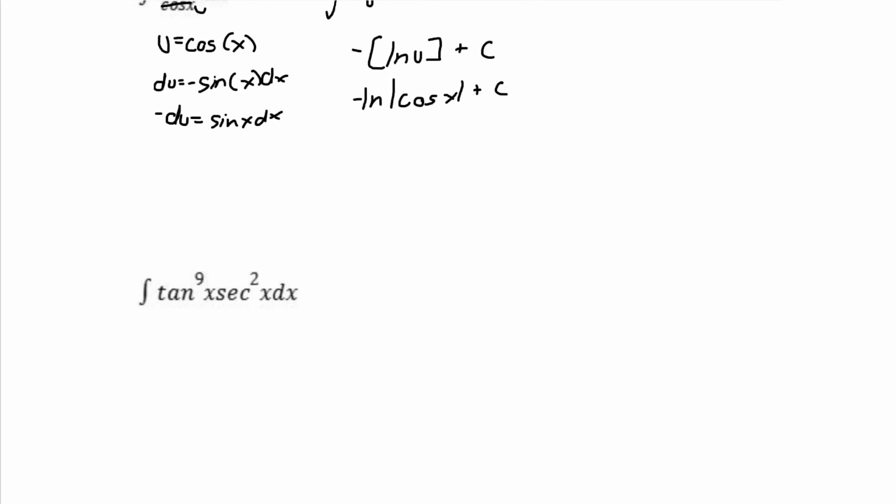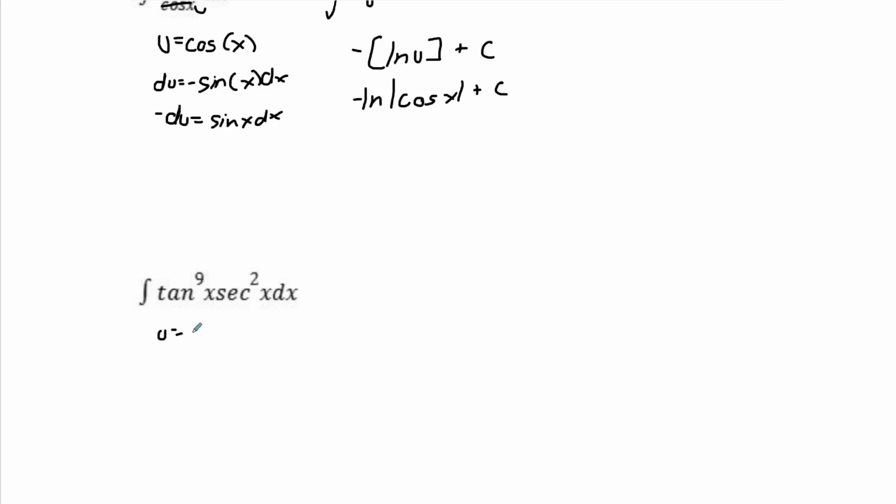Okay, so let's take a look at one more. We have tangent to the 9 of x times secant squared of x, right? So we need to get rid of the secant squared. Why? Because I know that I can differentiate tangent into secant. And if I make my u secant, I'm going to get what? The derivative of u is going to be secant of x, tangent of x dx. That's not really going to work.